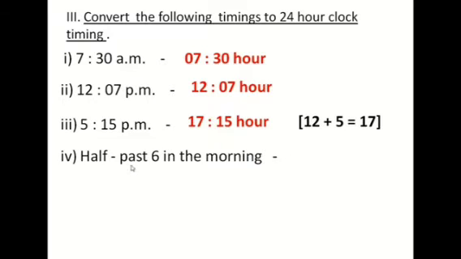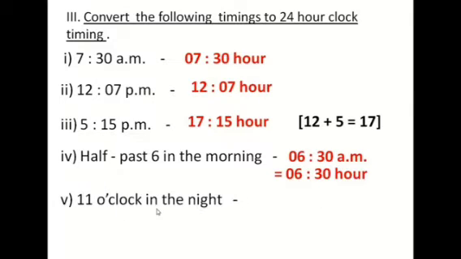Fourth one, 6:30 in the morning. So what can we say? 6:30 in the morning? It is 6:30 AM. Yes. So we can write it in 24-hour clock like that: 06:30 hour. I have converted it into AM to make you understand what the time is. Then you can convert very easily into 24-hour clock.